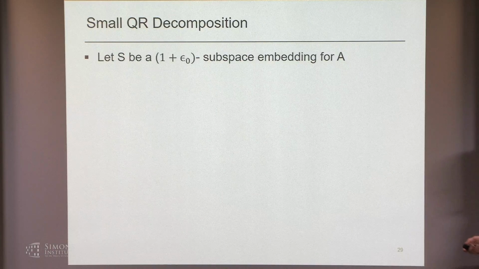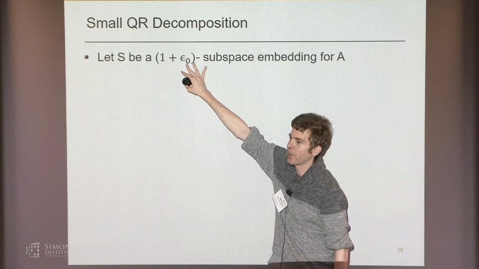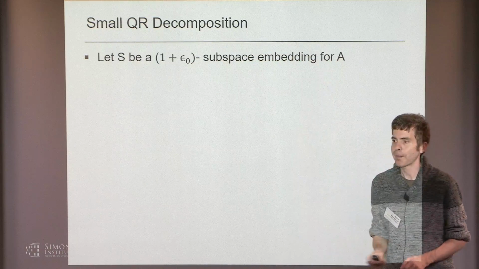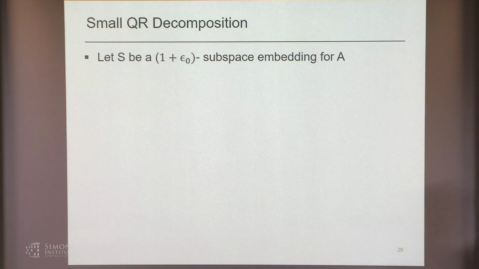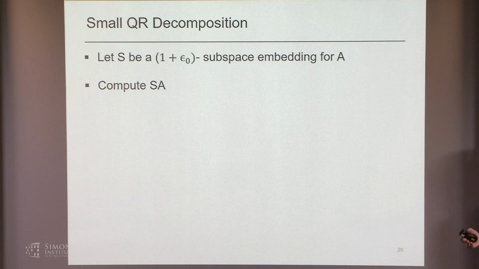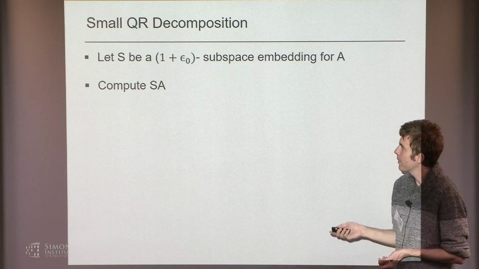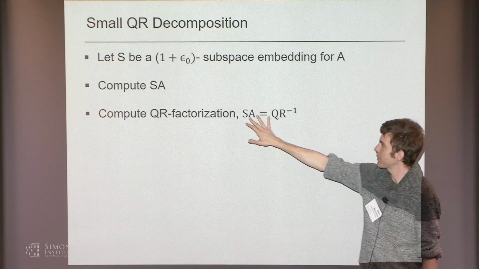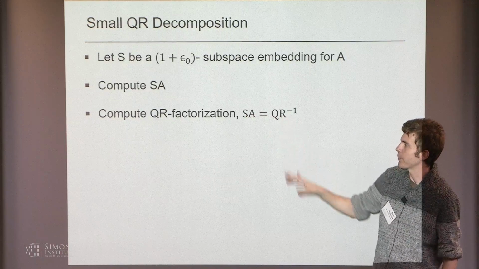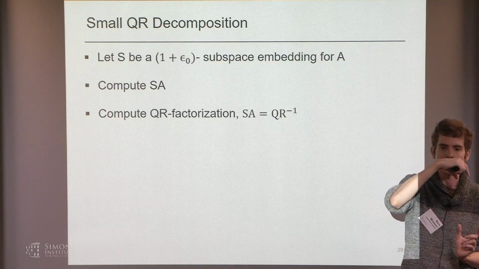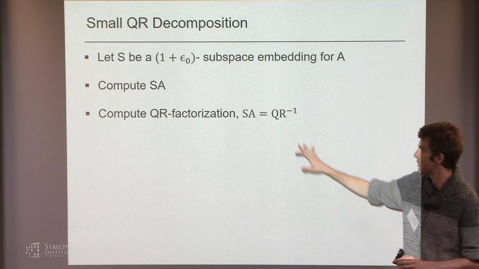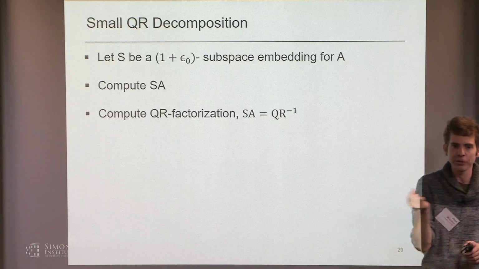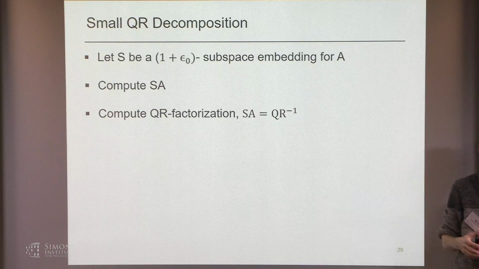Okay, so the idea is to let S be a 1 plus epsilon 0 subspace embedding for A. Epsilon 0 you can think of as a constant like 1/2. We first compute S times A, say using one of these CountSketch matrices. And then we compute a QR factorization of S times A. So we write S times A as Q times R inverse, where Q has orthonormal columns, and R inverse is just chosen to satisfy this equation. Now there are multiple different Qs you could choose, just choose one of them arbitrarily.